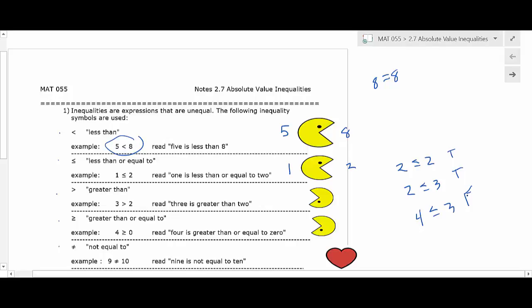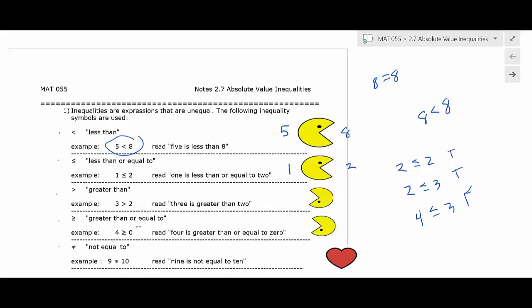So the equal to allows for equality. What if you had something like 8 is less than 8? Is that true or false? It's false, of course. It's got to be equal to. So basically, that's the difference between the two symbols. If it's got an equal to, it allows for the two numbers to be equal. Otherwise, they can't be equal. Does that make sense?